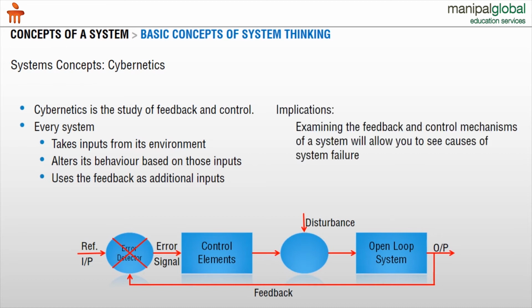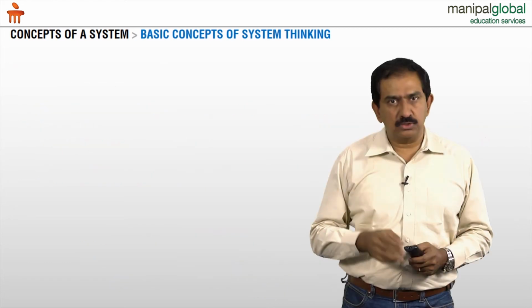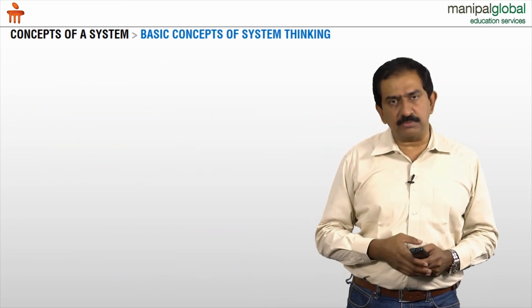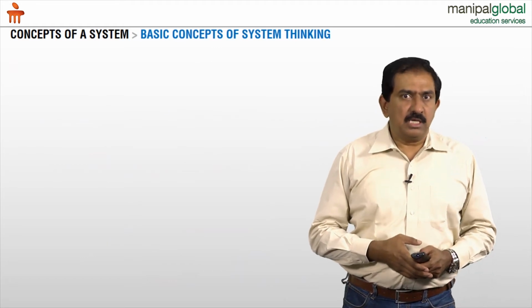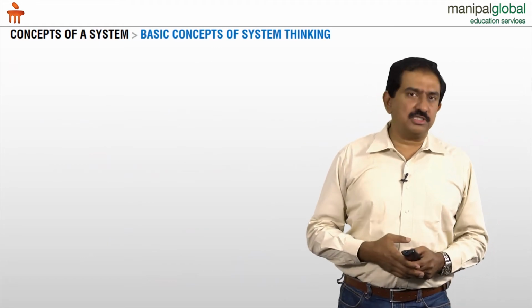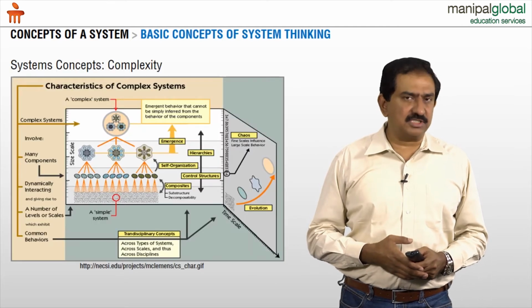So feedback, the study of feedback, the understanding of feedback is extremely important to understanding a system. Understanding feedback is one of the primary techniques that you would use to come to a solution of an unstable system. So cybernetics is the third concept that one must understand if one is studying systems. The final concept, the fourth concept, is the concept of complexity.